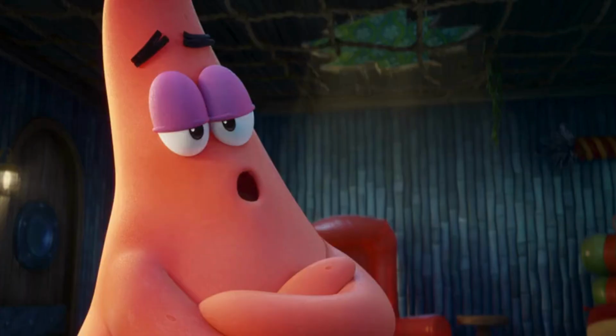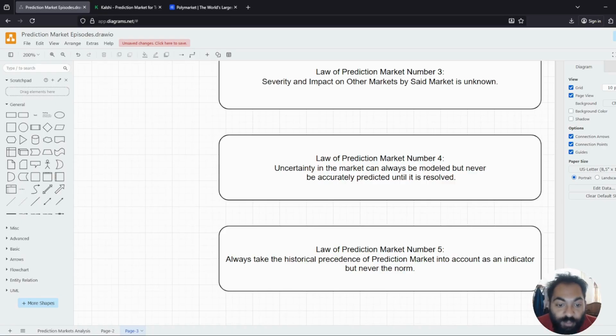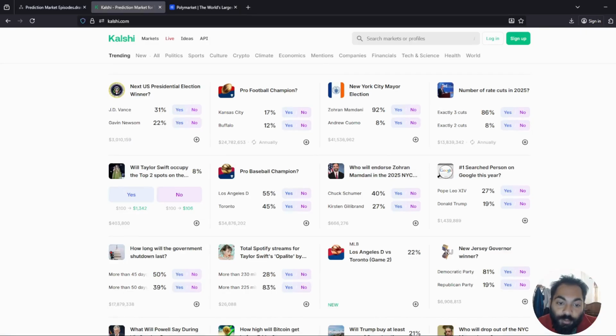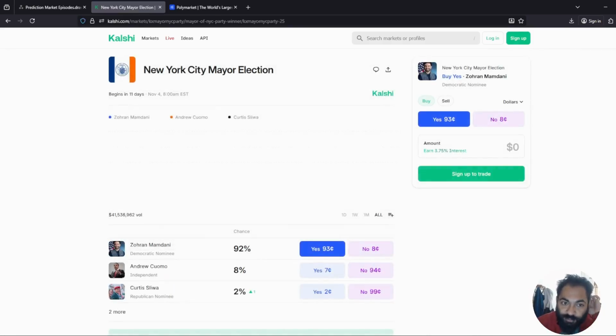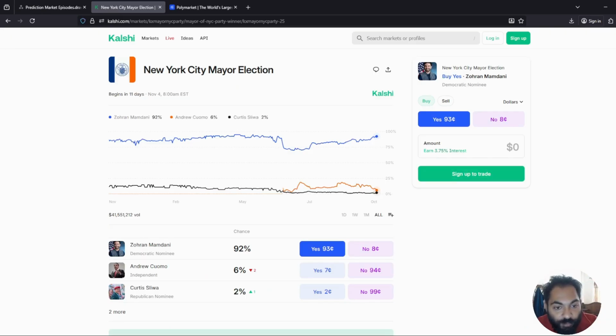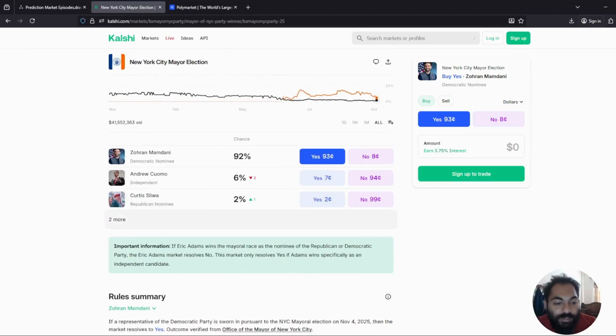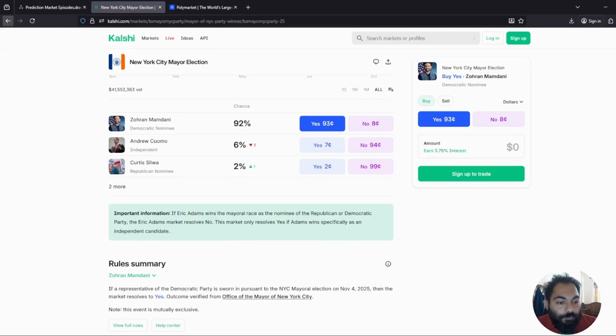Law of prediction market number 5: always take the historical precedent of a prediction market into account as an indicator, but never the norm. Meaning, for this kind of prediction market where you're declaring the mayoral election, historically there have been different kinds of precedents on who's won or who's not won.